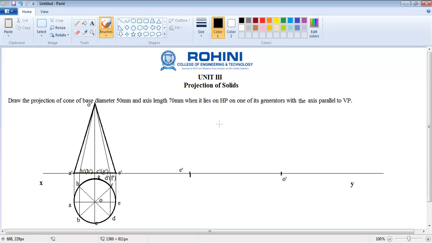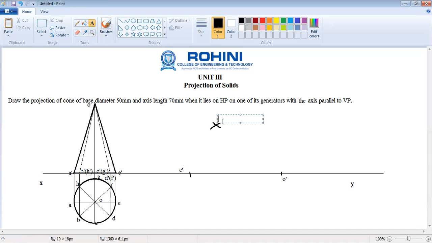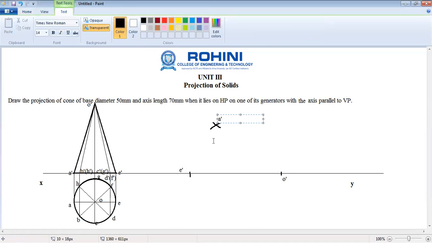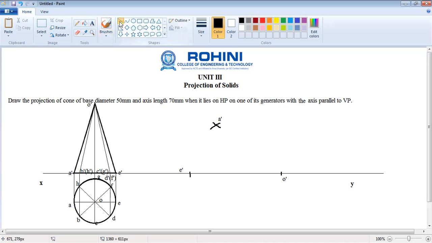From O and A, cut an arc here. From E to A, measure here and cut an arc. So the intersecting point is A dash. Now, to complete the triangle, we have to join all the lines.